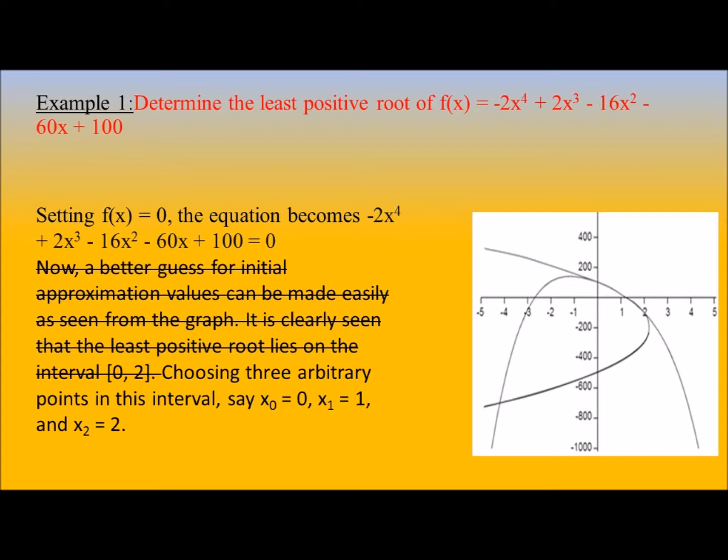Example 1. Determine the least positive root of f(x) equal to minus 2x to the power 4 plus 2x cubed minus 16x squared minus 60x plus 100. So first of all, we will set this function to 0. So f(x) is equal to 0, and the equation becomes minus 2x^4 plus 2x^3 minus 16x^2 minus 60x plus 100 is equal to 0. Now a better guess for initial approximation values can be made easily as seen from the graph. It is clearly seen that the least positive root lies in the interval 0 to 2.